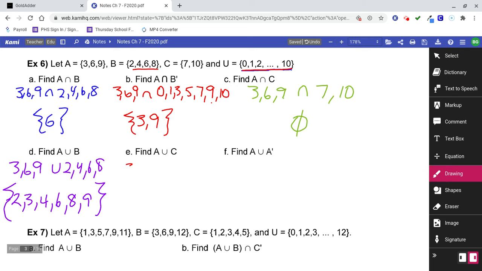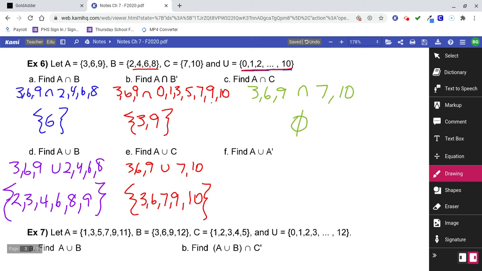A or C, so that's 3, 6, 9. Or C is 7 and 10. So the union, 3, 6, 7, 9, 10. Now, it's not super important that you write them in the right order, but I like to write them in increasing order. I think that just makes sense.